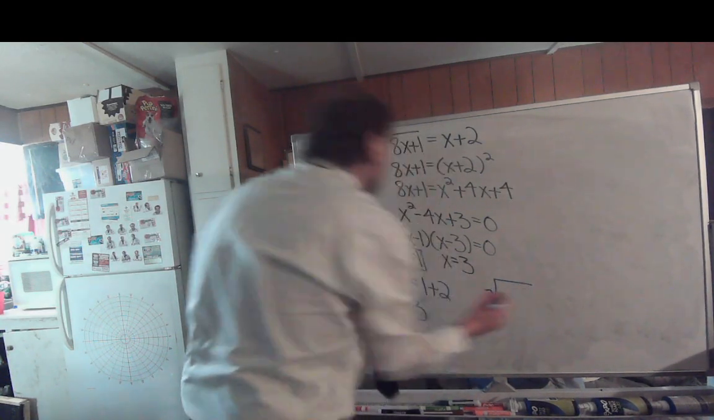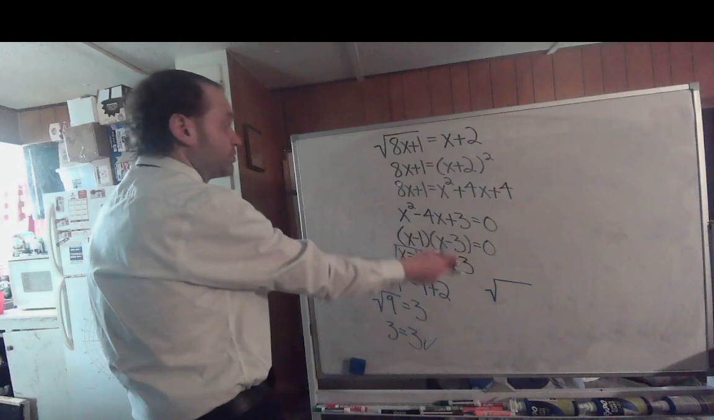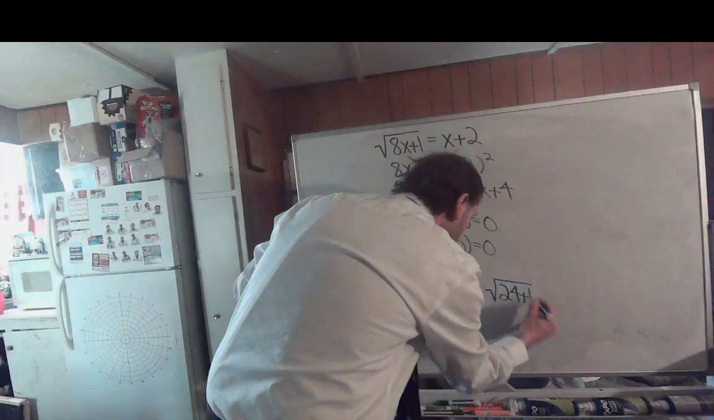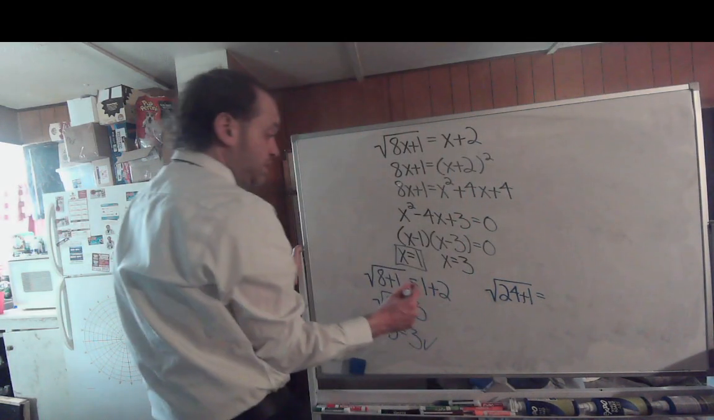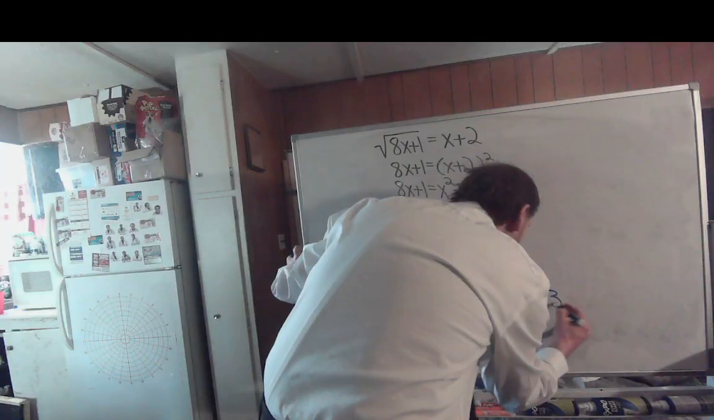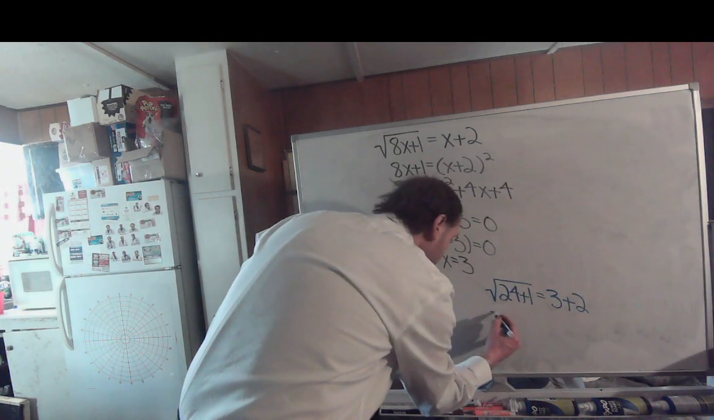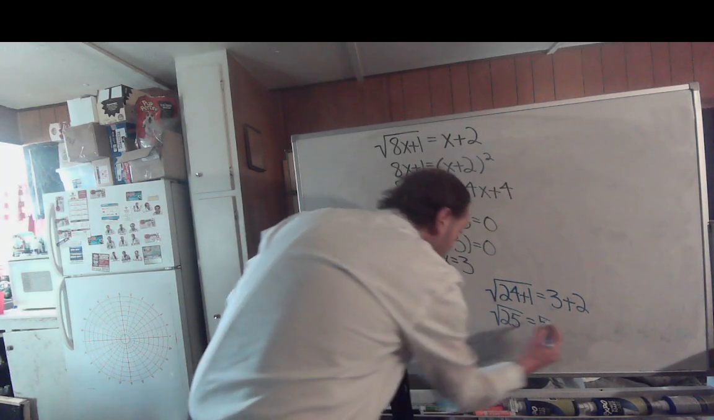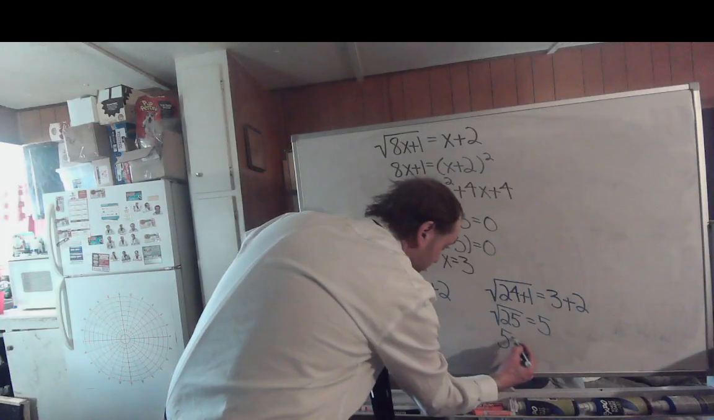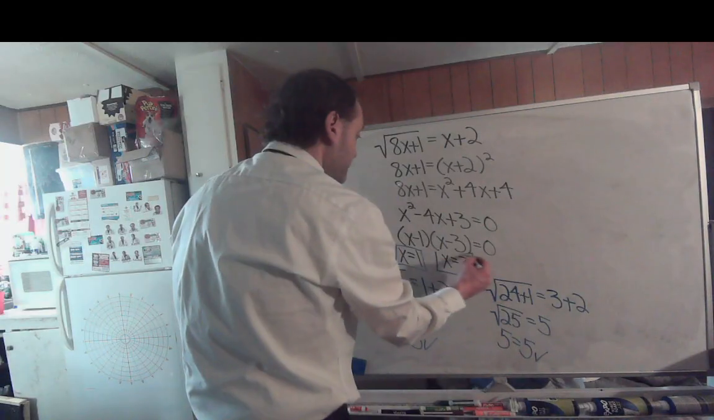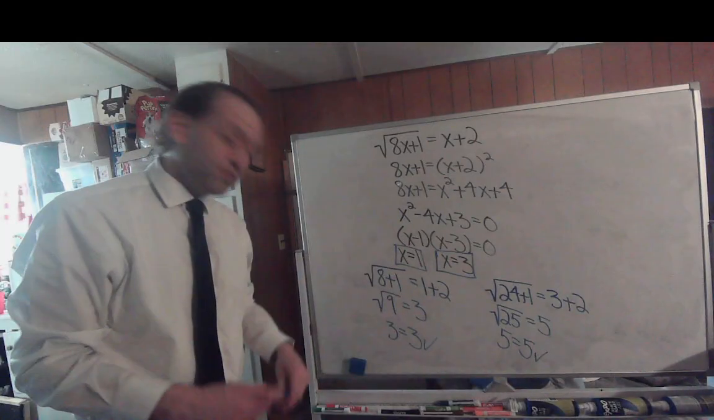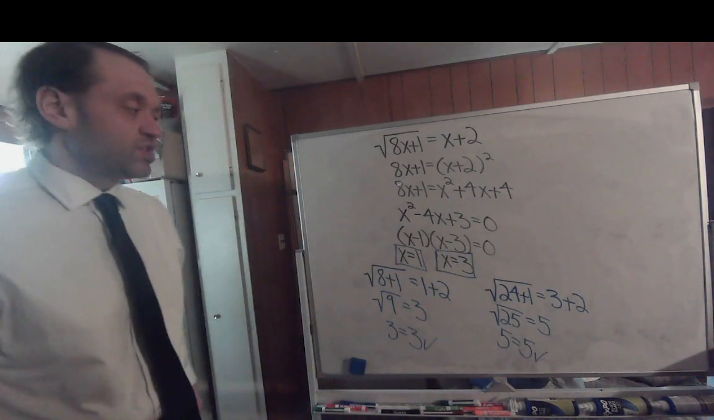So this would give you, see, 8 times 3 is 24, plus 1 would equal, and 3 plus 2. So that's going to give you the square root of 25 equals 5. Square root of 25 is 5. 5 equals 5. So x also equals 3. So you actually have two viable solutions. X equals both 1 and 3.